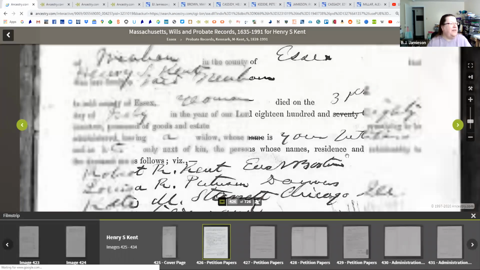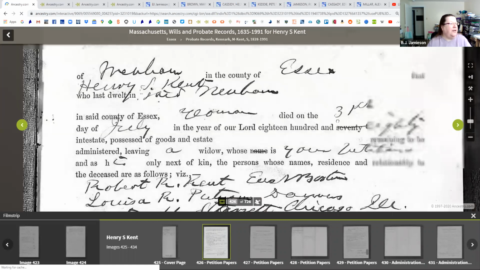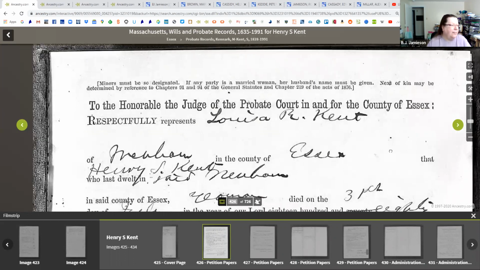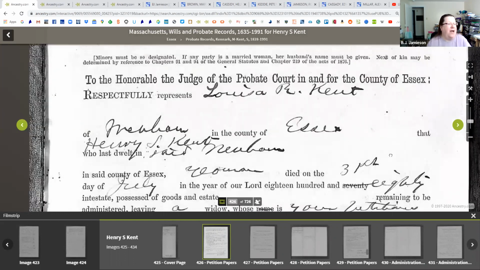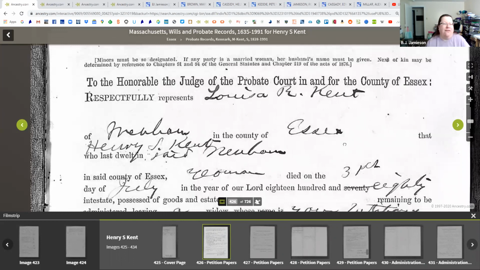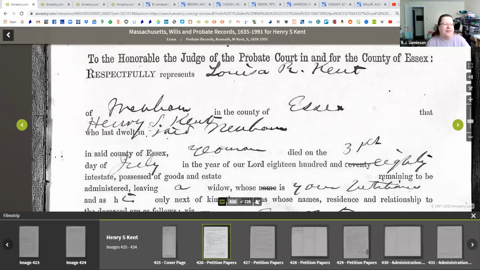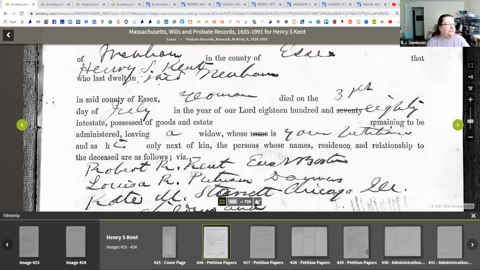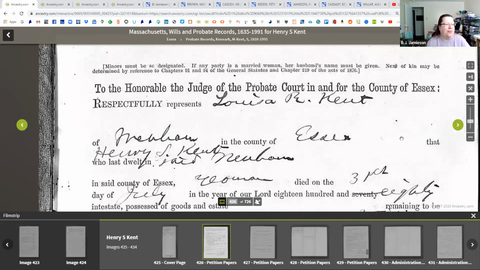And you'll see that by the late 1800s, they've got a pre-printed form. This is a fascinating one. She is filing for probate as the widow of this man, and she says she lives in Wenham, Massachusetts. She'd actually lived in Chicago with a daughter for at least 15 years before this. So they never officially divorced, but I think there was an informal separation. But she still is the one petitioning the probate court.